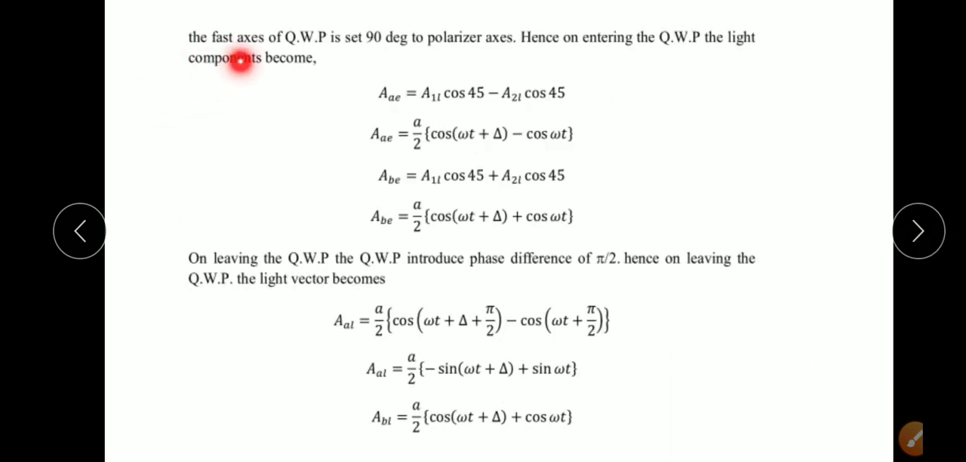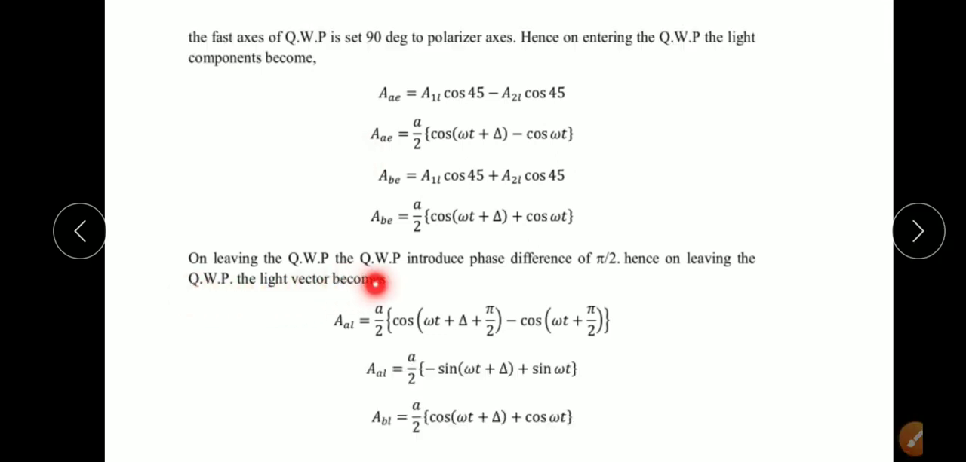Next, the fast axis of the quarter wave plate is at 90 degrees to the polarizer. At the initial stage, the quarter wave plate is set to 90 degrees to the polarizing axis. Hence, on entering the quarter wave plate, you get AE is equal to A1L cos 45 minus A2L cos 45, and you substitute the values of A1L and A2L to get A by 2 times cos omega t plus delta minus cos omega t. Similarly, AB is equal to A1L cos 45 plus A2L cos 45, so you get one more equation. These are the two equations we obtain here.